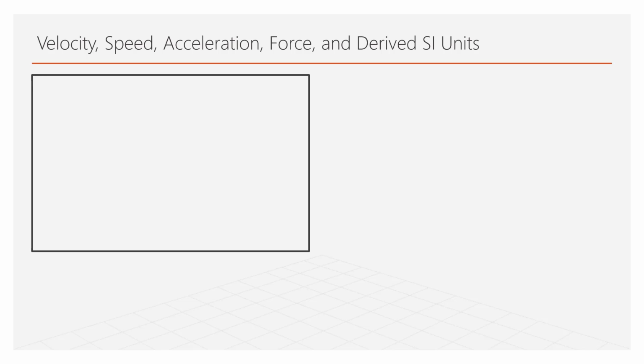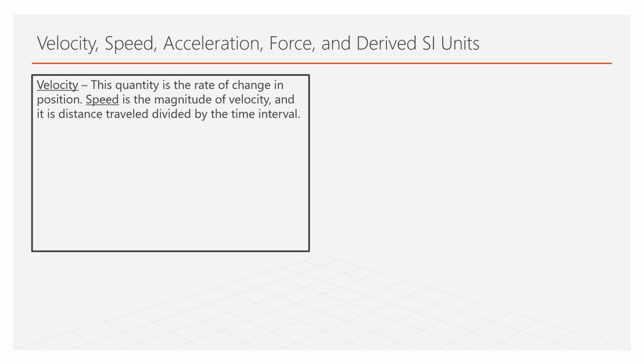Next, let's review the dimensions of velocity, speed, acceleration, and force, and see how derived units are found. Velocity is a quantity that is a rate of change of position. Speed is the magnitude of velocity and is the distance traveled divided by the time interval. So we can write the equation like this: speed equals distance divided by time.